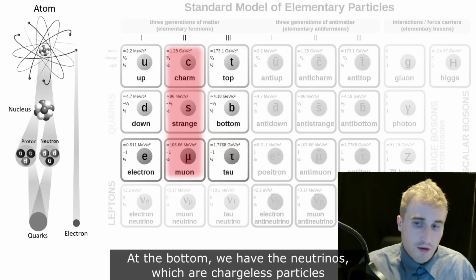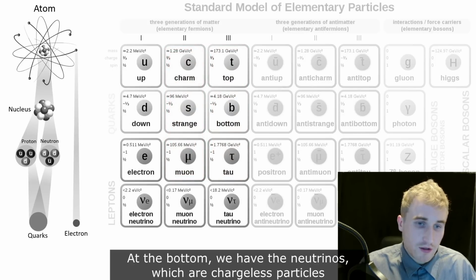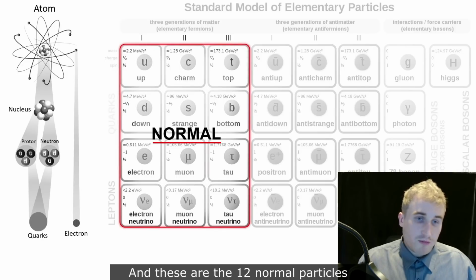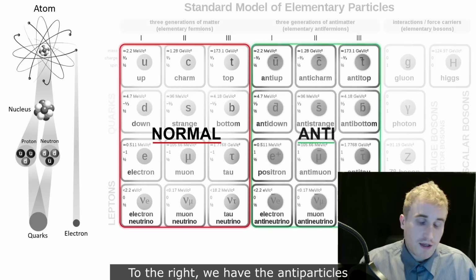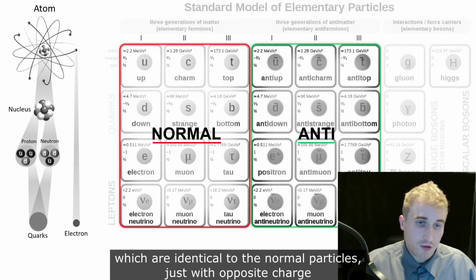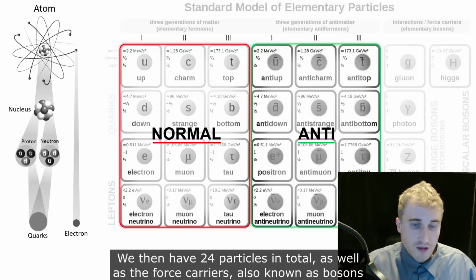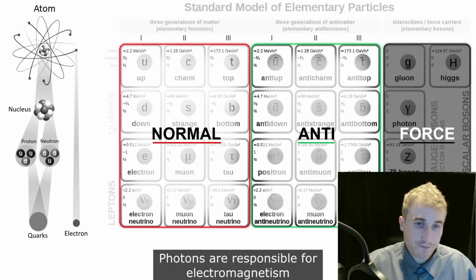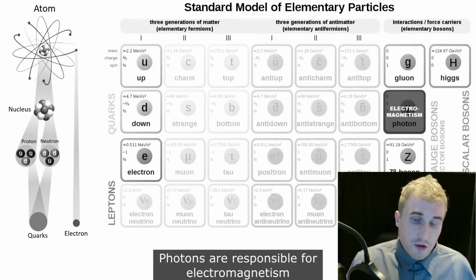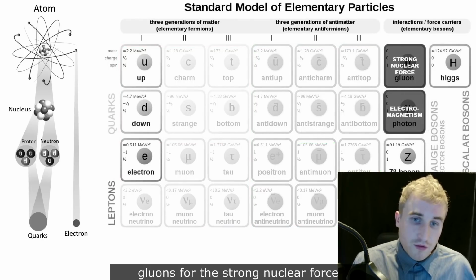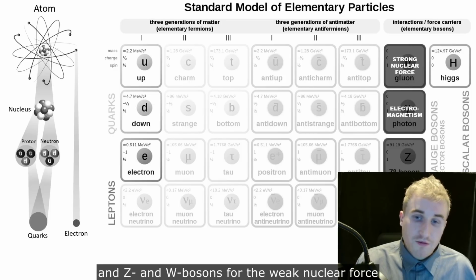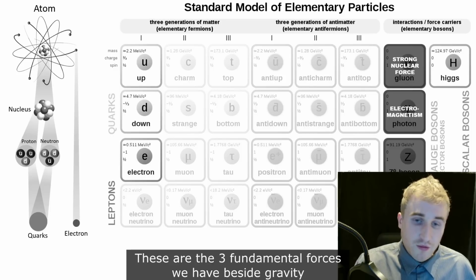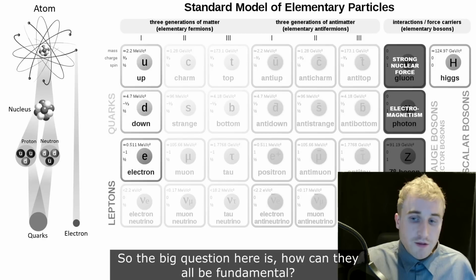At the bottom we have the neutrinos, which are chargeless particles. And these are the 12 normal particles. To the right we have the antiparticles, which are identical to the normal particles, just with opposite charge. We then have 24 particles in total, as well as the force carriers, also known as bosons. Photons are responsible for electromagnetism, gluons for the strong nuclear force, and Z and W bosons for the weak nuclear force. These are the 3 fundamental forces we have beside gravity. So the big question here is, how can they all be fundamental?